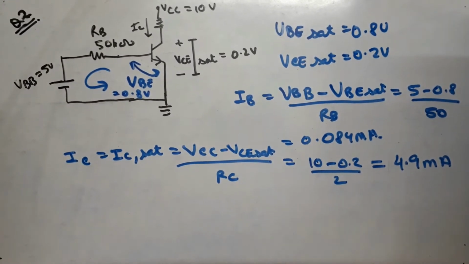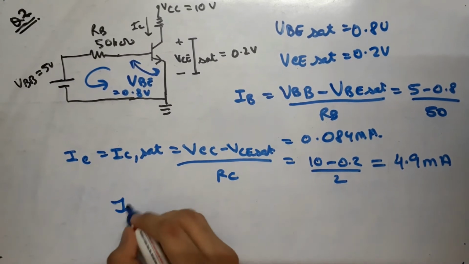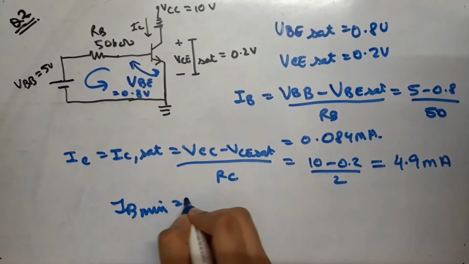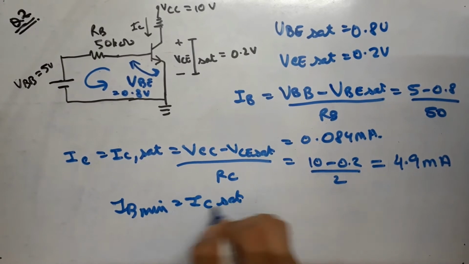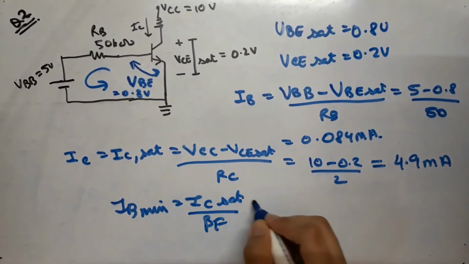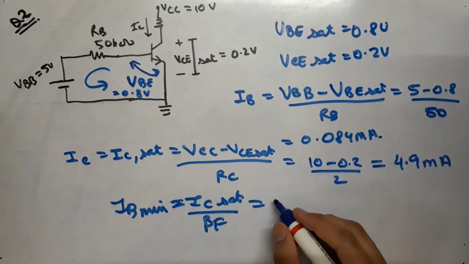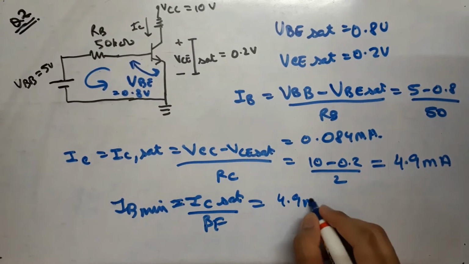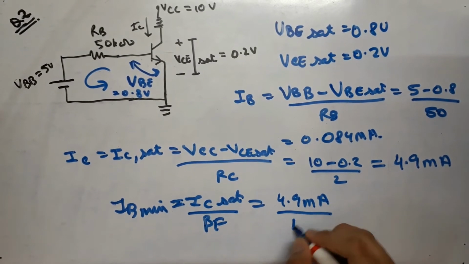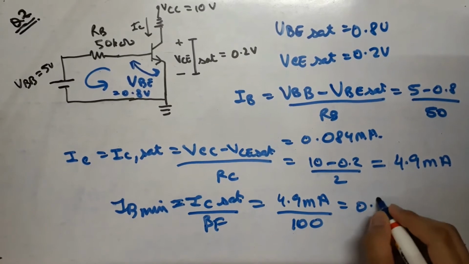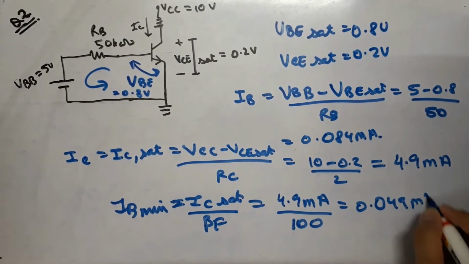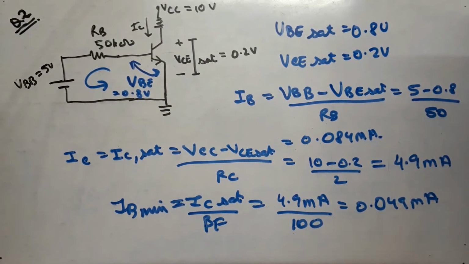So now the minimum value of IB required to saturate the transistor is IB minimum, which is equal to IC saturation upon beta F. Now we will put the values that we have found out. 4.9 milliampere upon 100 is equal to 0.049 milliampere. Since IB in the circuit is calculated as 0.084 milliampere, it is greater than IB minimum.